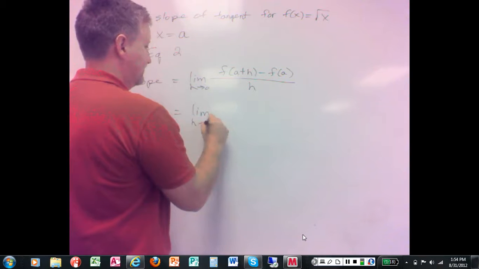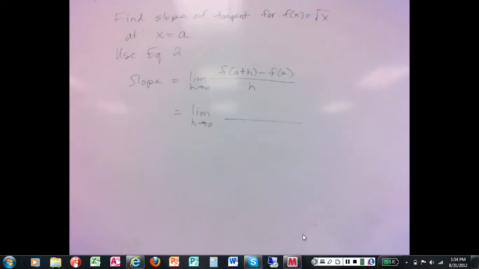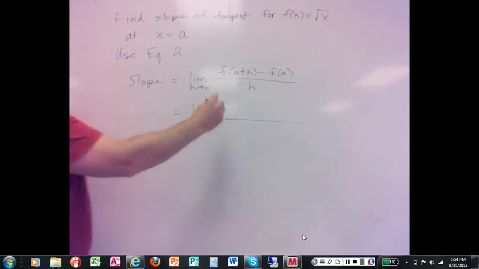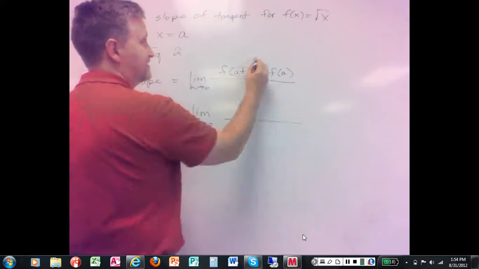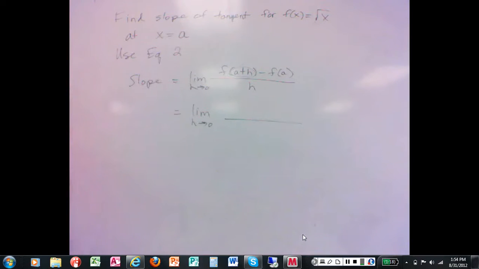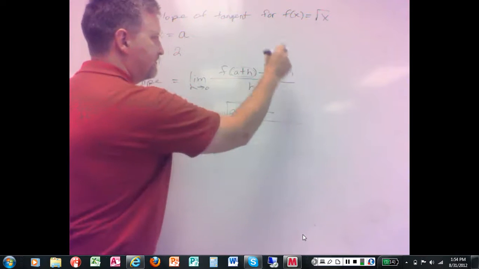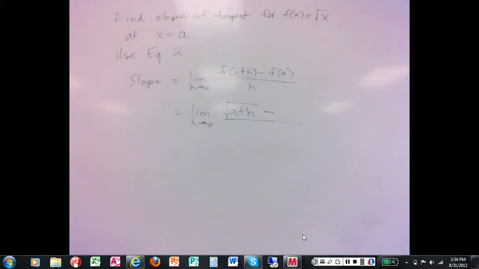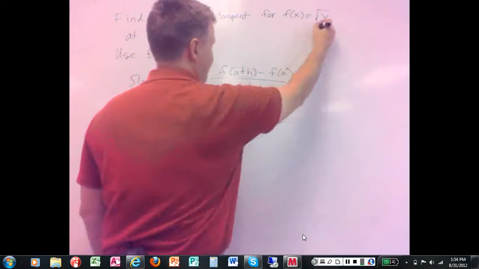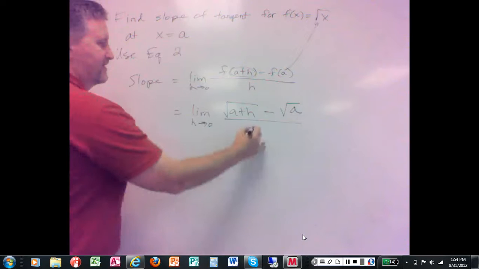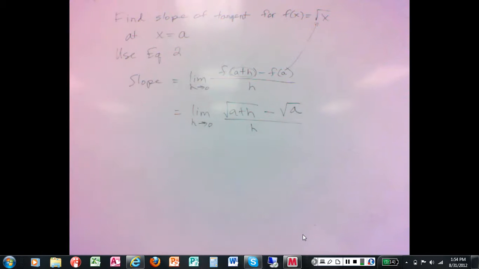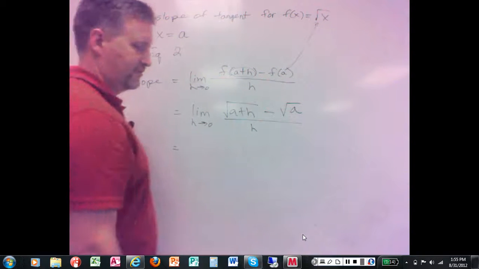So f of a plus h, that's what I'm stuck with. What is f of a plus h in this case? Well, this means input a plus h back in my function. So what is f of a plus h? Square root of a plus h. I don't have a number for a, so I'm stuck with f of a. So I'm going to input a for f of a. What is f of a? Yeah, plug in a, all right? Square root of a. And then that's all over h. Okay. No big deal, right? I can do that.